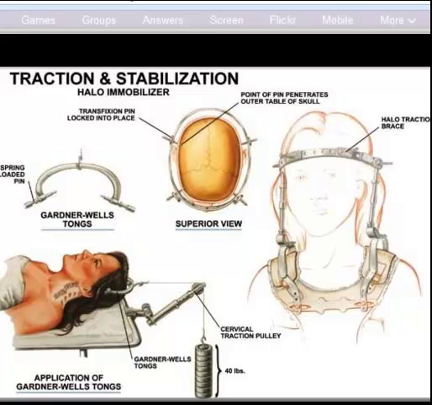The biggest thing with traction and stabilization is that you make sure that you do not pull on any of the traction when you want to turn or move the patient. Make sure that you do not pull or use the halo as a brace to reposition patients, or in helping them with repositioning.